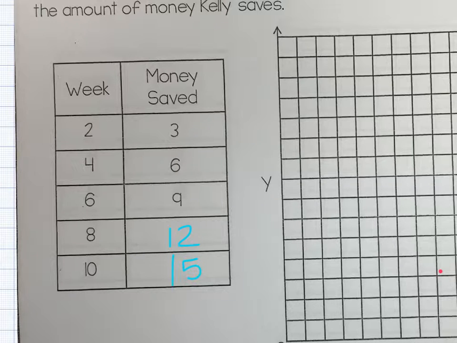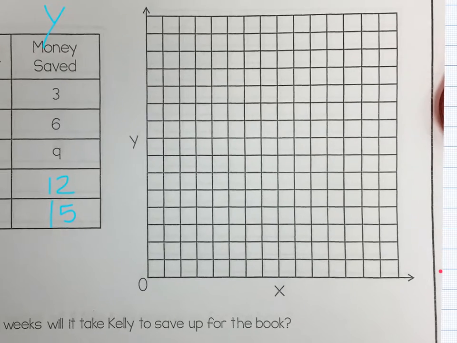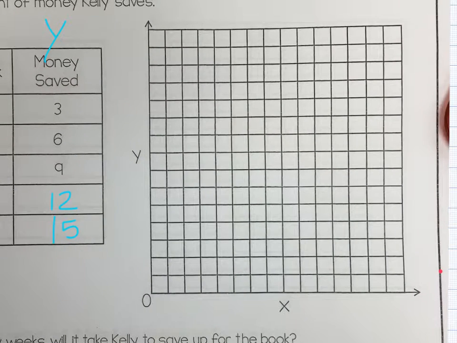All right, well, they have given us our X. X is going to stand for number of weeks, okay? And they have given us our Y. Y is going to stand for how much money they saved. So we have number of weeks and money saved, okay? So we're now ready to plot some points. But first, before we plot those points, let's label our graph, okay? Let's label our grid. Here we go.